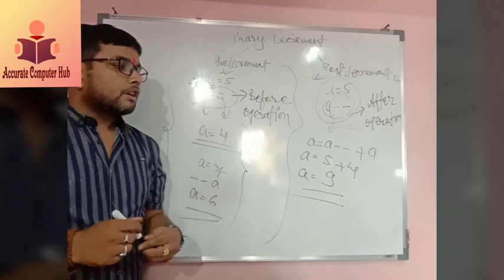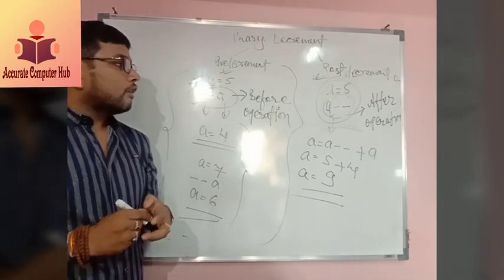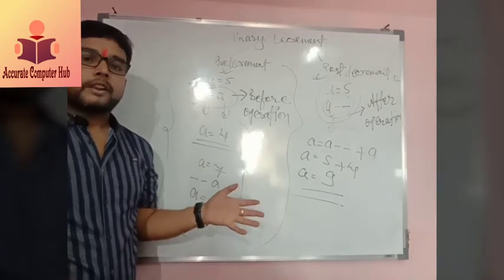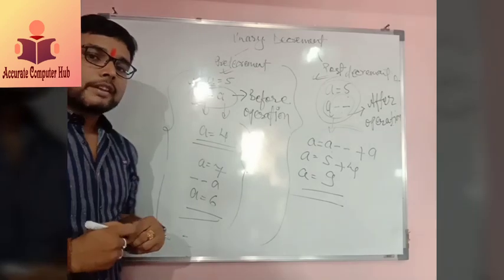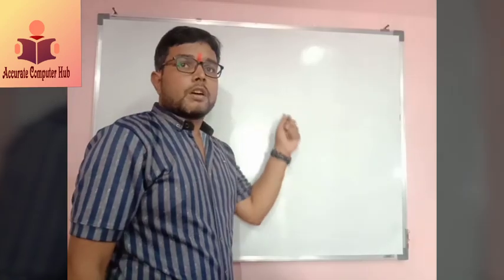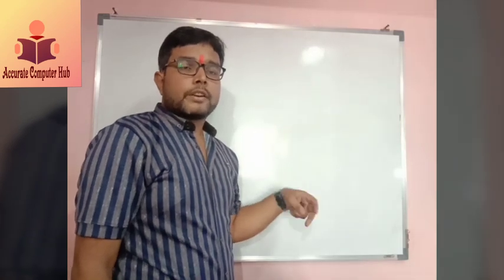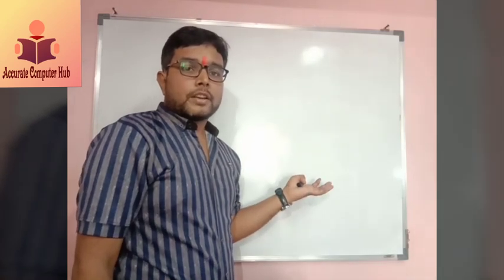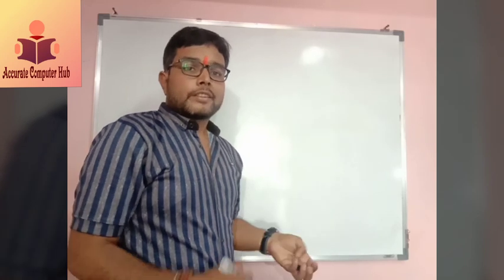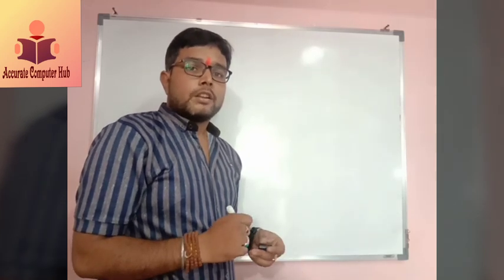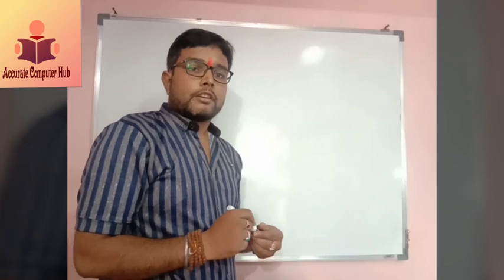Now you have to solve some questions also of unary increment and unary decrement, that is given in your book exercise. Okay students, now this is all about your arithmetical operators. We have already learned the types of arithmetical operators. So in the next lecture we will learn about the relational operator. Okay, thank you for today.